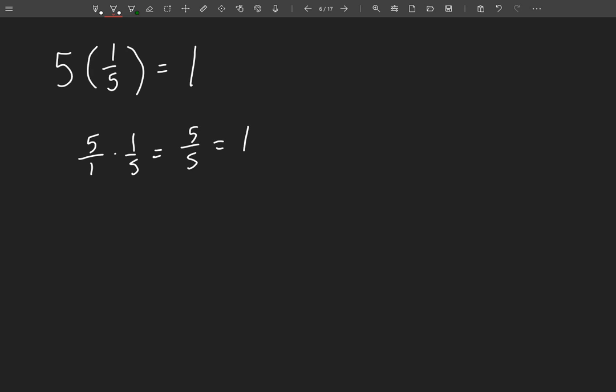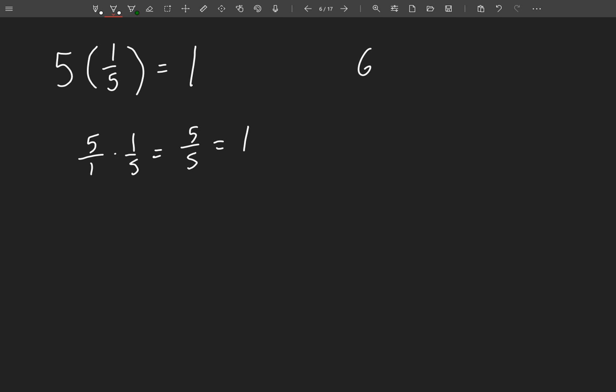Let's just start with a number. Suppose I give you the number 5, and I ask you, what number would you multiply times 5 to give me 1? If you thought about it for a minute, hopefully you would come up with the number 1/5. Because if I multiply 5 times 1/5, 5 over 1 times 1 over 5, multiplying straight across gives you 5 over 5. That's 1.